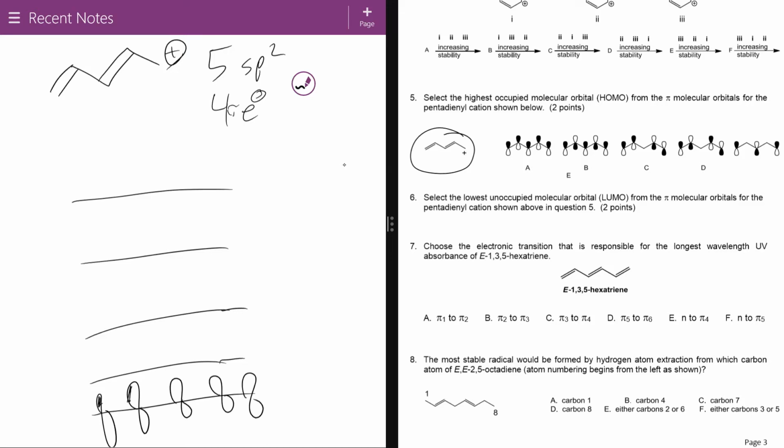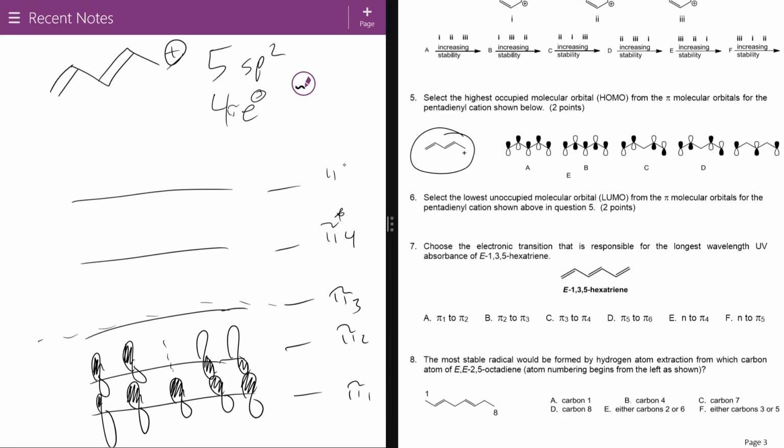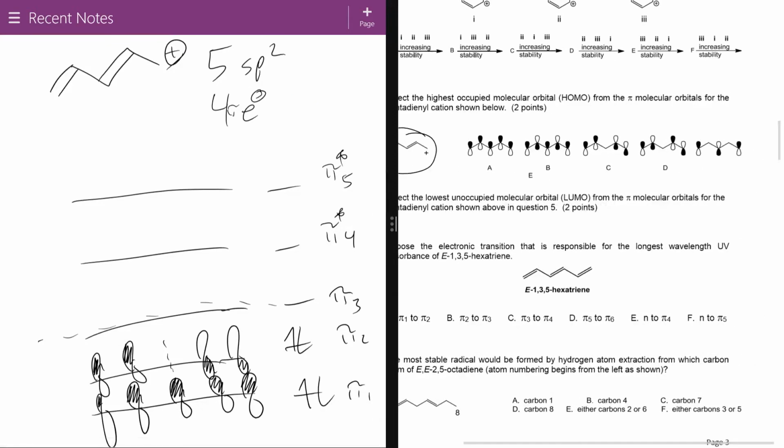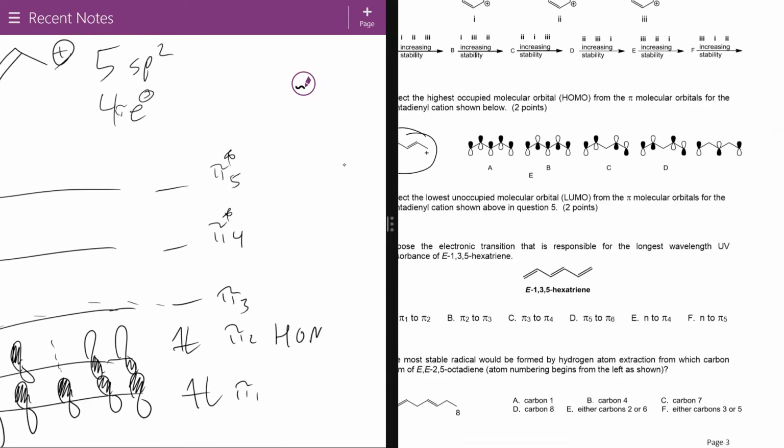So the lowest has no nodes. And the next highest one has 1 node. This is pi 1, pi 2, pi 3 is in the non-bonding, pi antibonding 4, pi antibonding 5. So we have 4 pi electrons, so I'll put those in here. And then our highest occupied level is our HOMO.